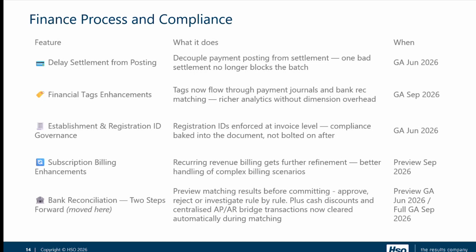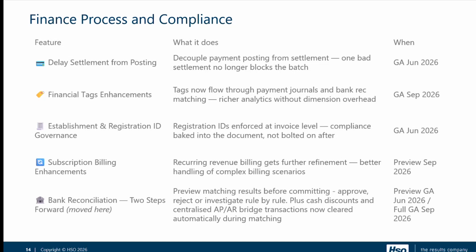Bank reconciliation, two steps forward, a continuing challenge for most departments. The first is already in public preview and GA in June. GA is generally available, if I haven't mentioned that already. It gives you visibility and control before anything posts. So you want to preview those matching results before you commit. The matches are put on a pending screen where your team can approve or reject before the ledger is touched. So it's great if you want automation but aren't ready to let it run completely unsupervised.